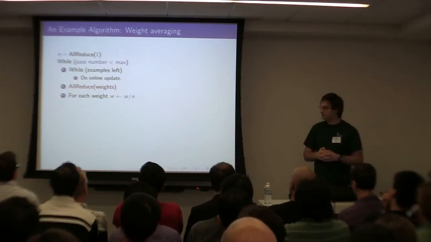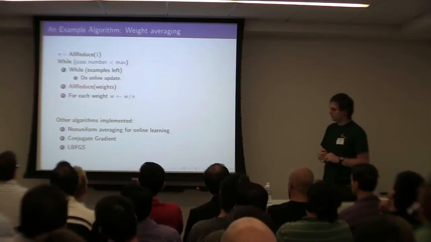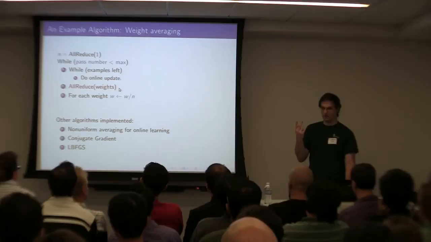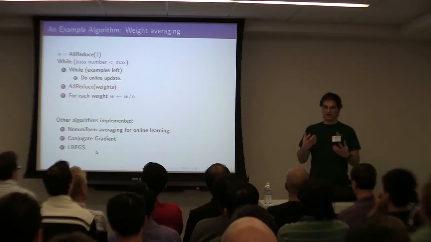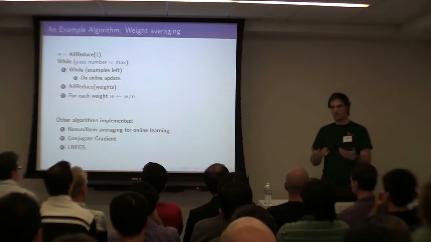We also used AllReduce to do non-uniform averaging. It requires 2 AllReduce calls. You can do conjugate gradient. You can do LBFGS. The LBFGS and conjugate gradient are more advanced learning algorithms of one sort or another. And it's very important if you're doing parallel learning to use these advanced learning algorithms, because otherwise you're speeding up the slow algorithms and you're doing nothing.